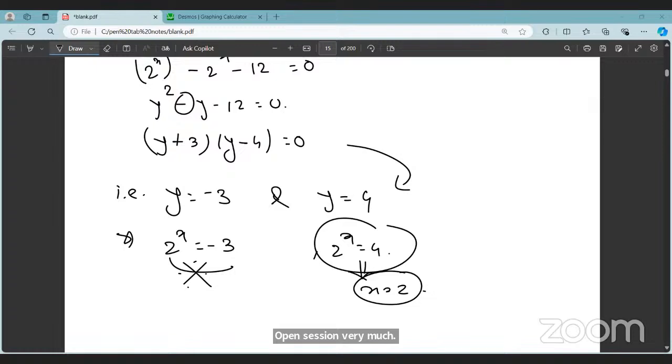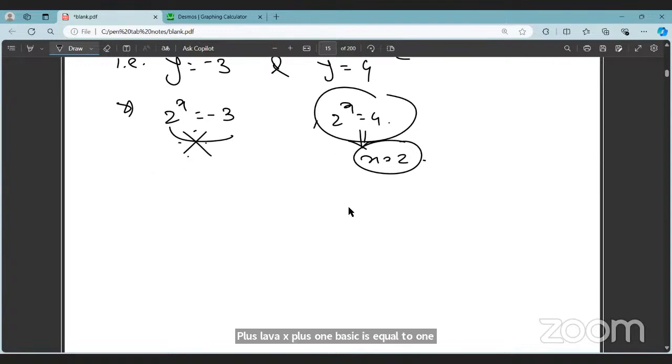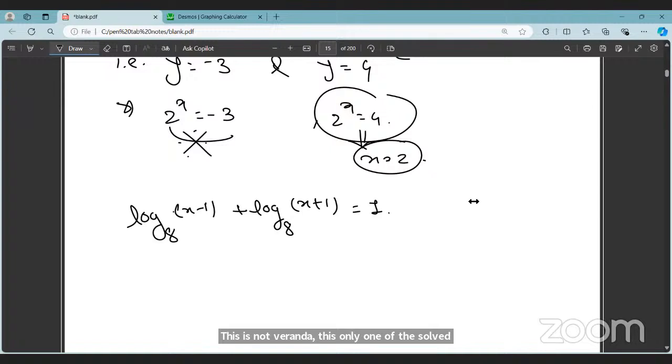Right, ask. Ma'am, log of x minus 1 base 8 plus log of x plus 1 base 8 is equal to 1. So solve for x. This does not belong to the graded assignment, right? This is one of the solved questions by the professor in section 5.6.7. So I have a doubt in that.